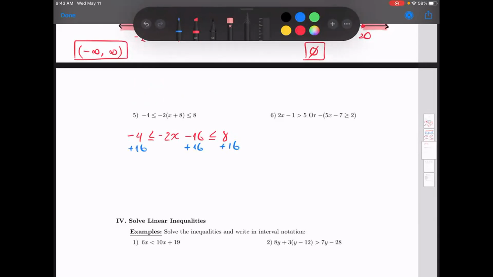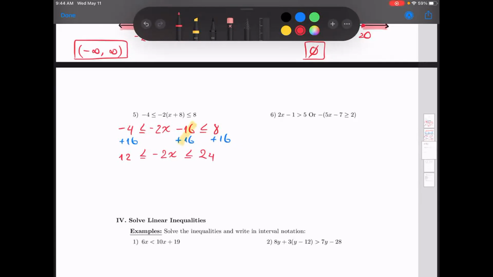Remember with an equation, we add a number to both sides. Here you've got 3 sides, so you have to do it 3 times. -16 and positive 16 in the middle cancel. -4 plus 16, that's positive 12, less than or equal to -2x, less than or equal to 8 plus 16 is 24. Divide all sides by -2.